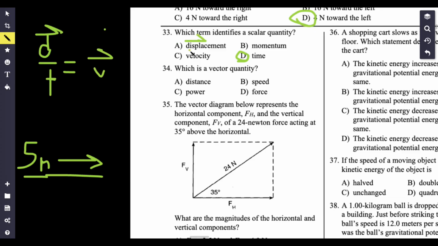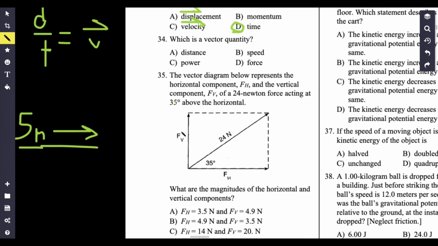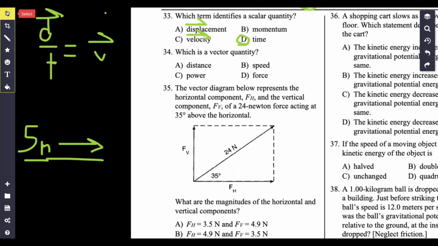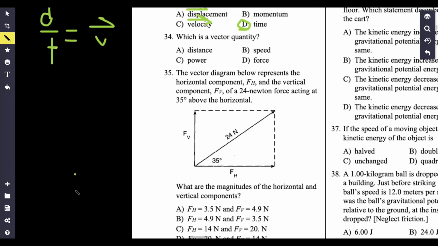So displacement is a vector, velocity is a vector, and momentum is also a vector quantity, because I know velocity is a vector quantity and mass is just a magnitude, right? So this scalar times this vector quantity is going to give me a vector quantity for my momentum. Once again, time is going to be a scalar quantity. There's only a magnitude of time, like 3 seconds, but it's not like 3 seconds to the right.